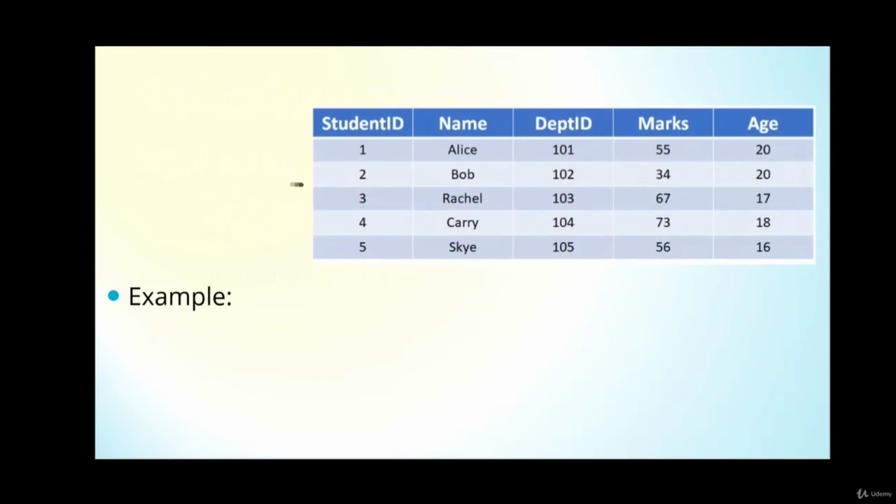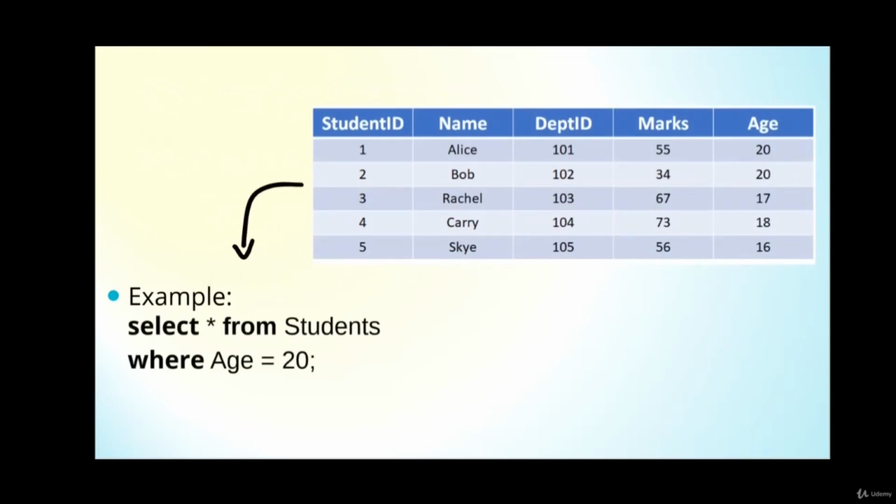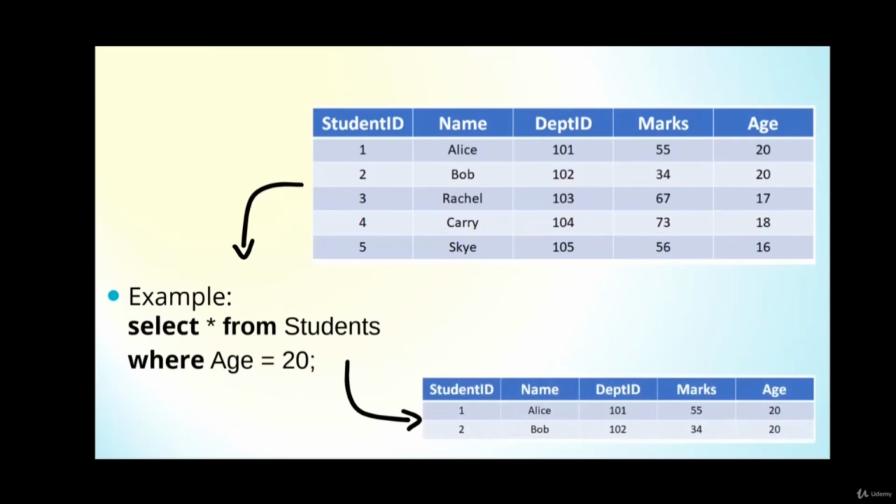For example, in this table, if we want to find out the students whose age is equal to 20, then we'll write the query as select star from students, where star means all the data, students is the table name, where age is equal to 20. So it will look out for those rows which have age written as 20. In this case, Alice and Bob have age 20, so their details will be displayed in the output.